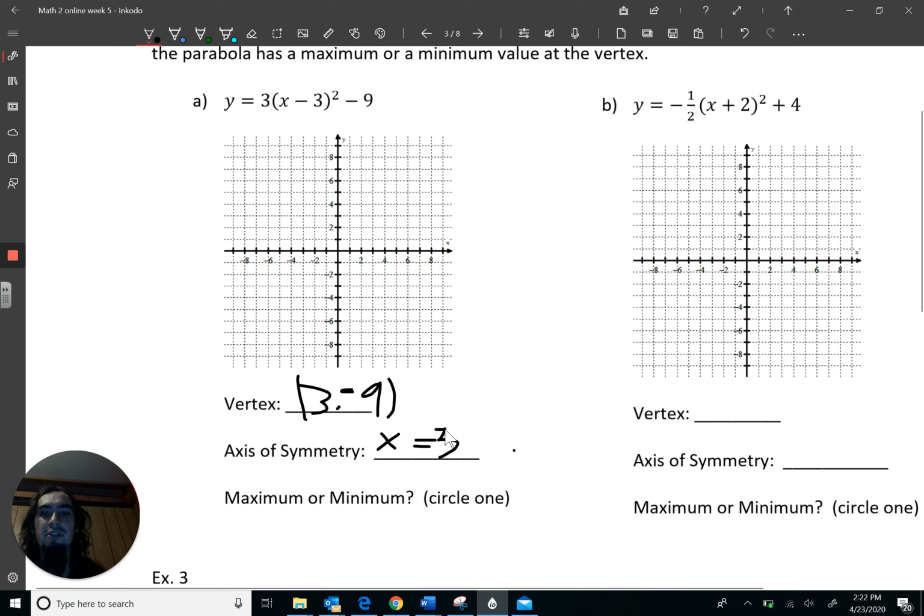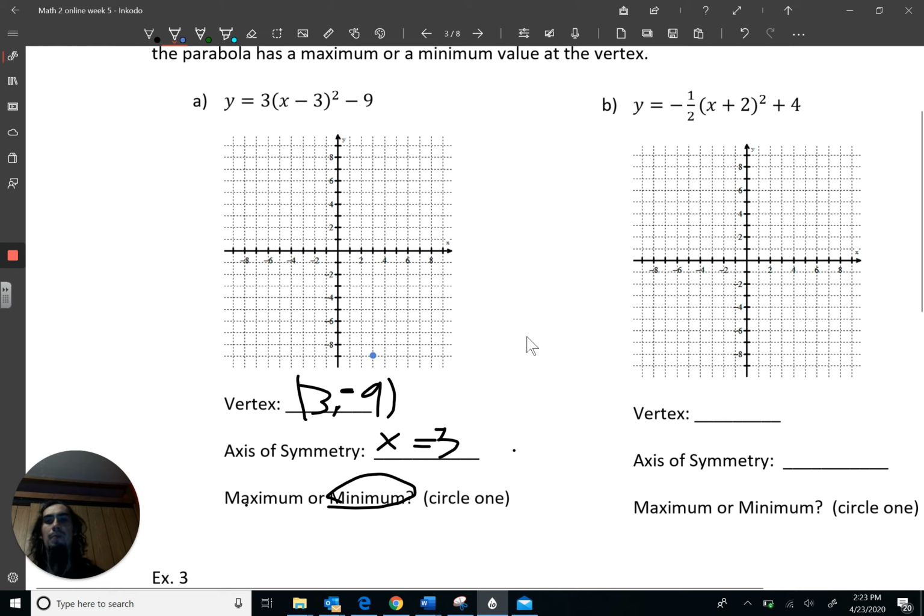But I know that these numbers have to match. I know that H is H, opposite. I know that K is K, not opposite. And I know that since A is positive, that is going to be a minimum. Okay, good. Now I have to graph it. That's the new stuff. How are we going to graph it? Well, the vertex we know is (3, -9). So I'm going to put down (3, -9) down here.